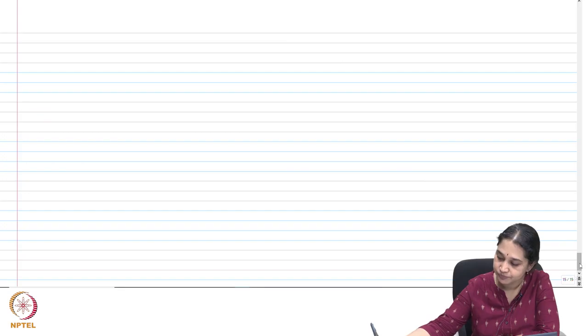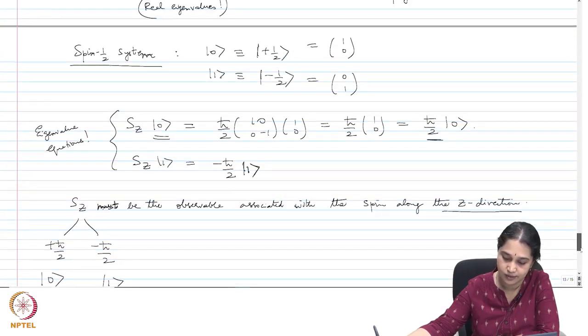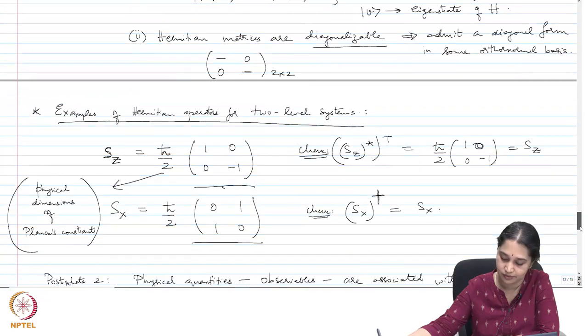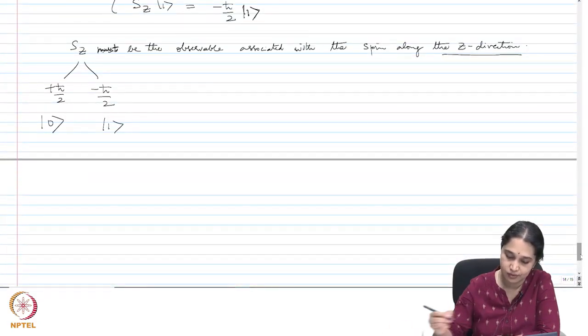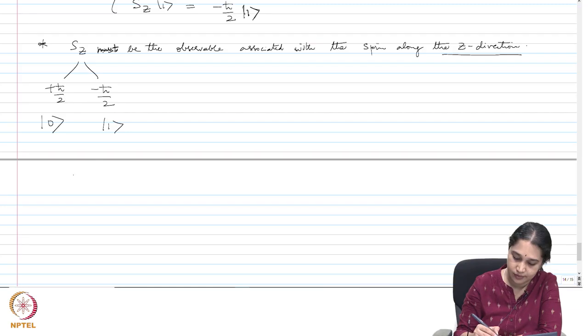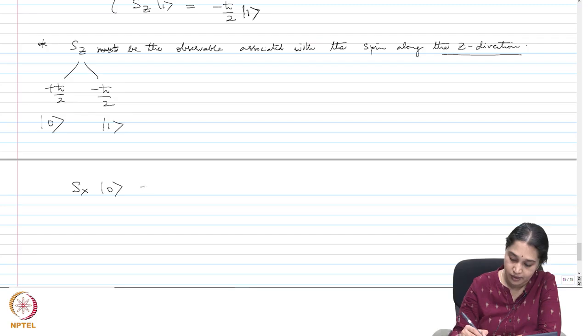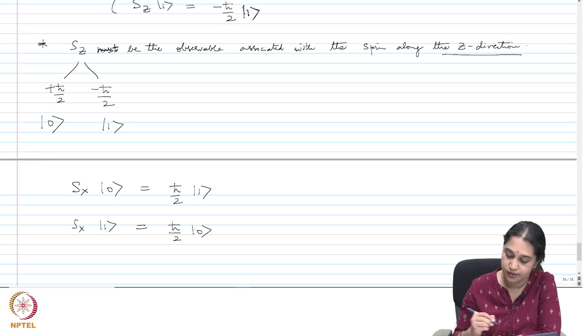What about the second Hermitian operator, Sx? So let us look at Sx. What is the action of Sx on ket 0? I leave it to you to check that Sx acting on ket 0 will not give you an eigenvalue equation. Rather, Sx acting on ket 0 will give us h bar by 2 ket 1, and Sx acting on ket 1 will give us h bar by 2 ket 0. So this is easy to check.